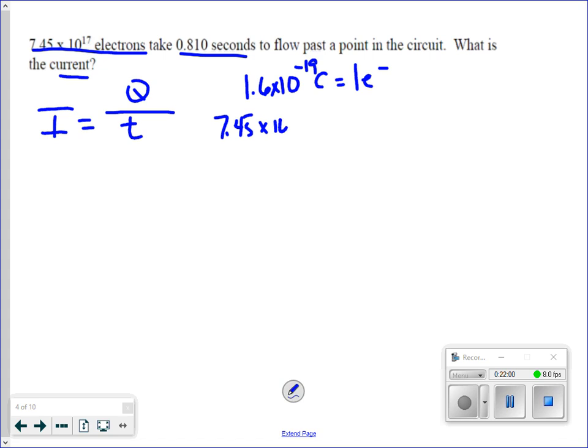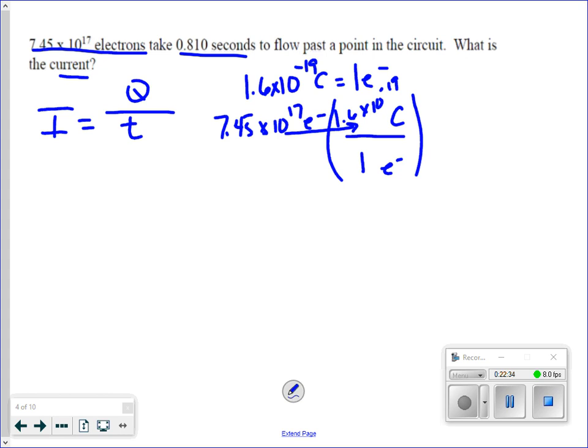7.45 times 10 to the 17th electrons. This looks a lot like what you did in chemistry, right? You need those units to drop out. You need coulombs on the top. So 1 electron is 1.6 times 10 to the negative 19th. Now you can multiply these two numbers together. You're going to get a small number, but it's not going to be nearly as small as something to the negative 19th, right? So 7.45 times 10 to the 17th, and I'm going to multiply that by.